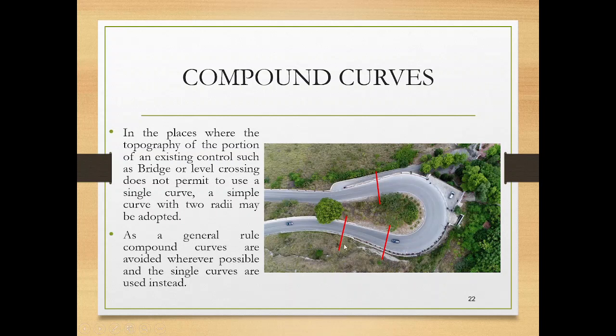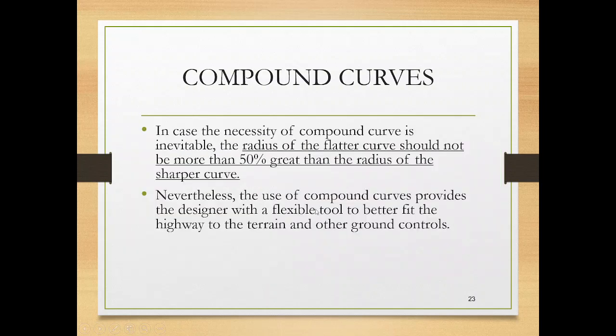As a general rule, compound curves are avoided wherever possible and the single curves are used instead. So that is a good practice. Okay, this is some theory part, but of course that is not practical. In case the necessity of compound curve is inevitable, the radius of the flatter curve should not be more than 50% greater than the radius of the sharper curve. That means if you are going to have say your first curve as 100 meter, then the next curve should not be greater than 150, but these are not practically possible. Nevertheless, the use of compound curves provides the designer with a flexible tool to better fit the highway to the terrain and other ground controls.